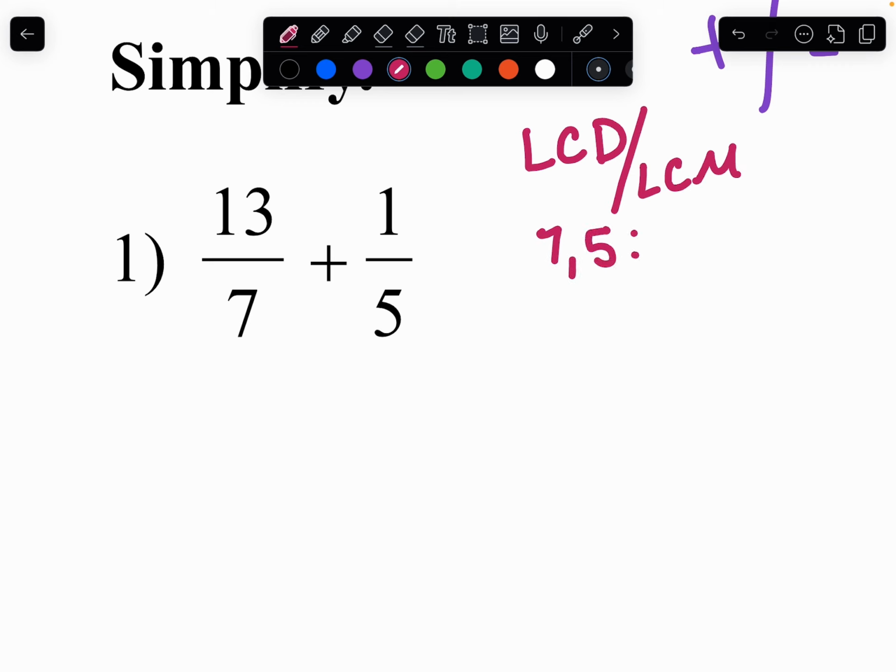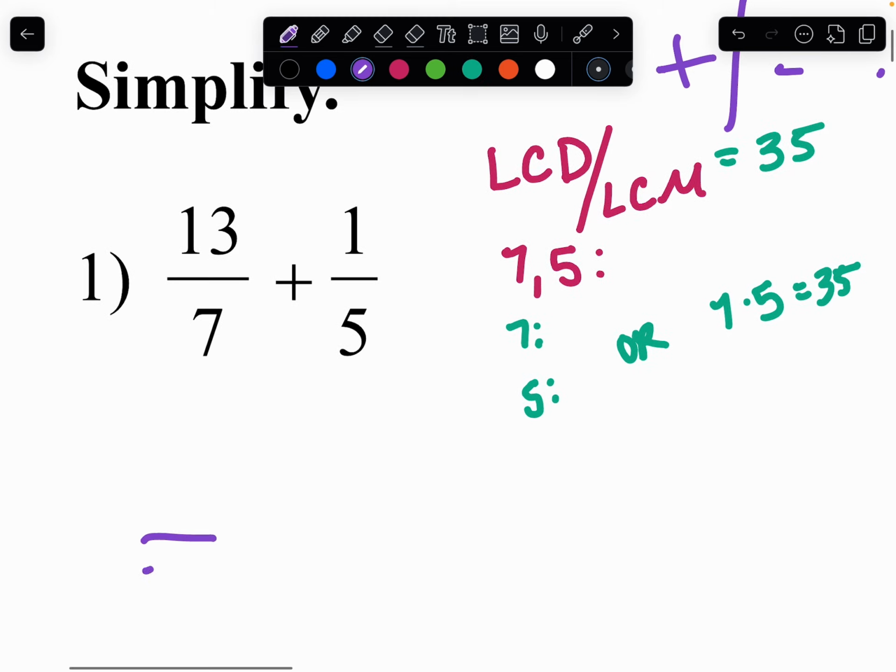Now what you can do is list out your multiples of 7, list out your multiples of 5, or if you don't want to spend that time, you can just multiply them together. So 7 times 5 is 35. And so our least common denominator is 35. So that's going to become our new denominator. Well, what we have to ask ourselves is 7 times what equals 35?